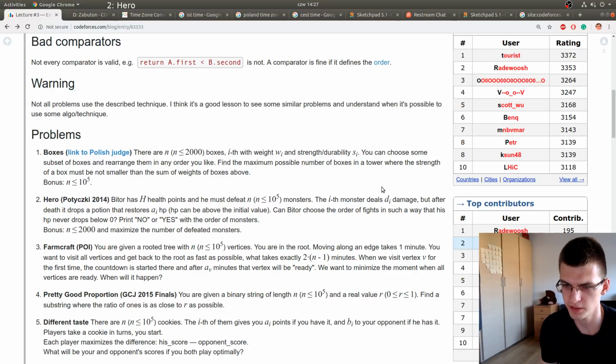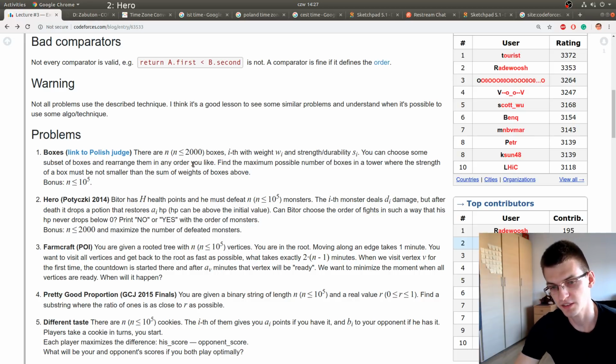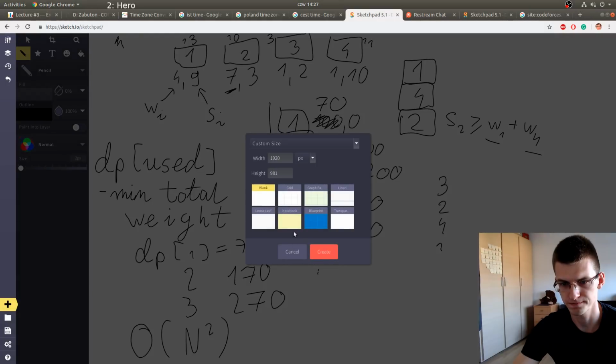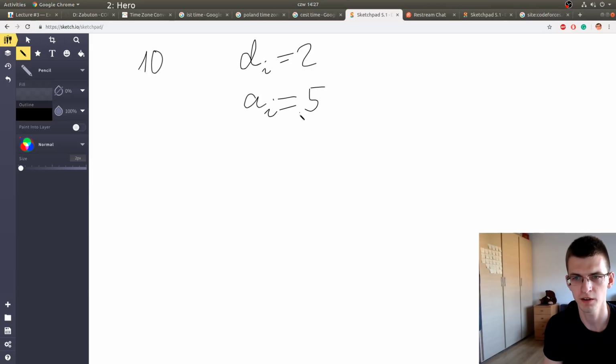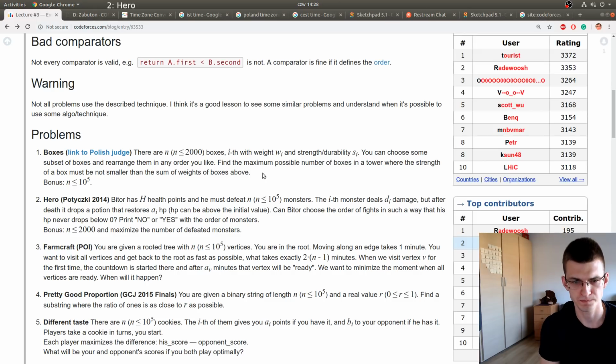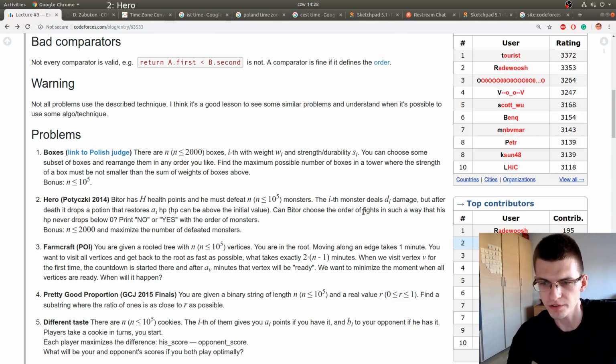Each monster deals some damage DI, and after death it drops a health potion that restores some HP, so AI HP. And your HP can be above the initial value. For example, if your initial HP is 10, and then you defeat someone with DI equal to 2 and the restoration value equal to 5, then initially this damage would drop you to 8, but then this potion would give you 13 because it's plus 5. Okay. Can Bitor choose the order of fights in such a way that his HP never drops below 0? Print no, or print yes with the order of monsters to fight.